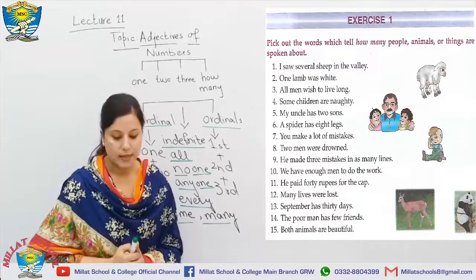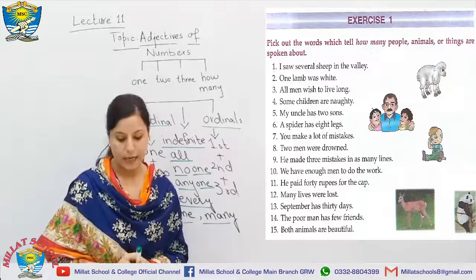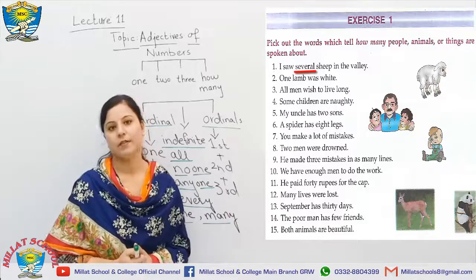Number 1 sentence is, I saw several sheep in the valley. How many sheep are there? Several.